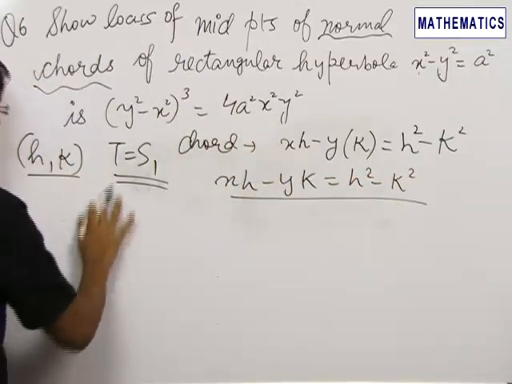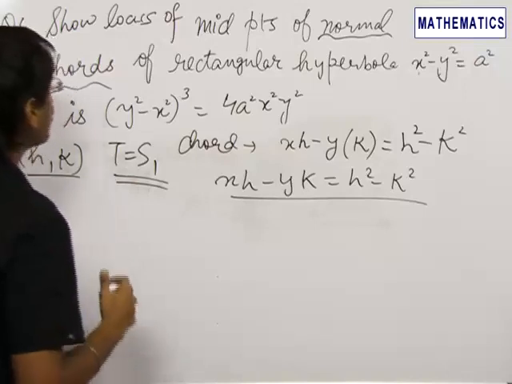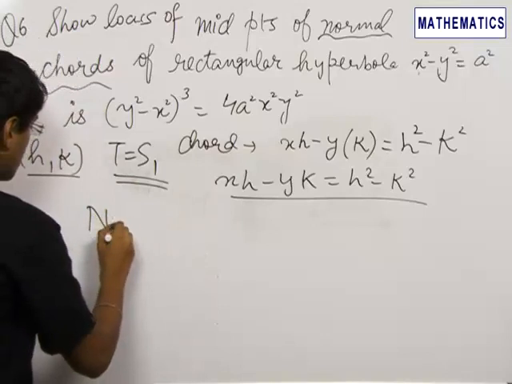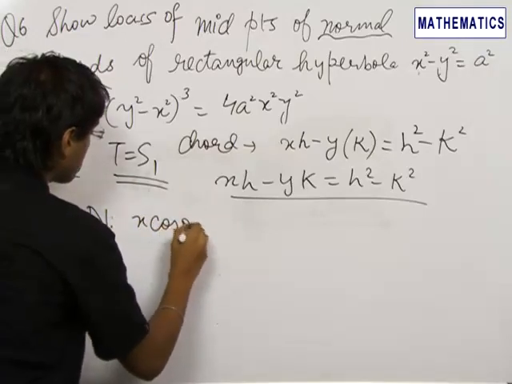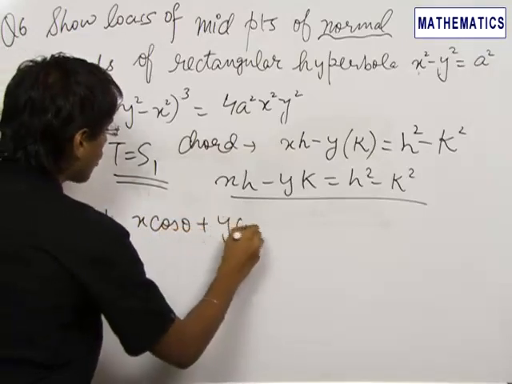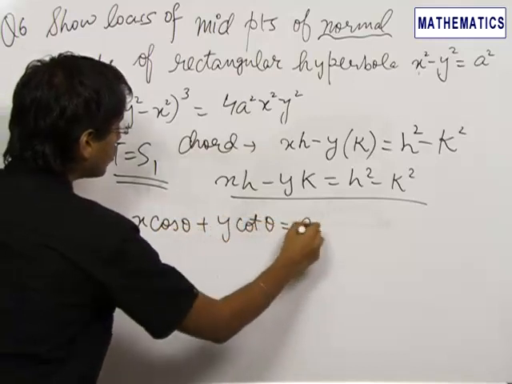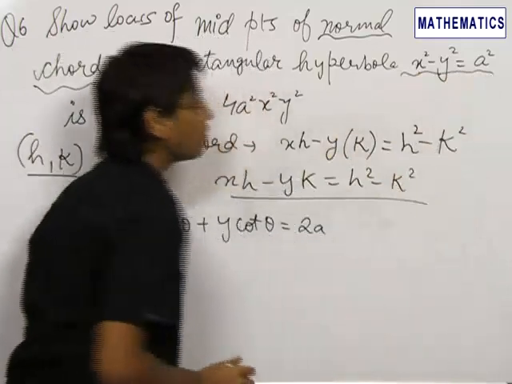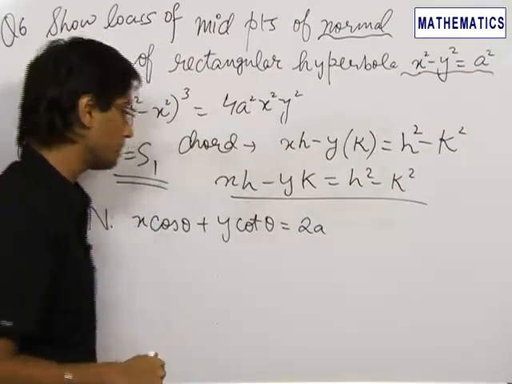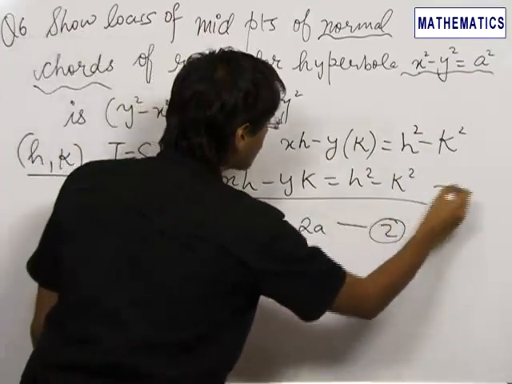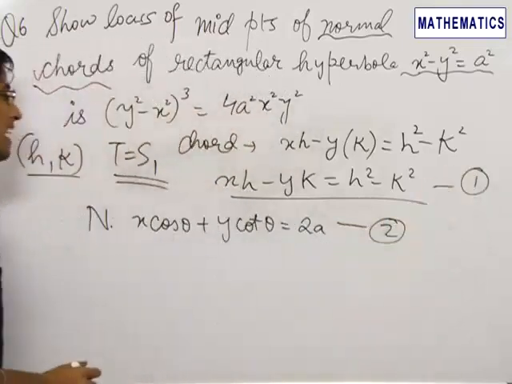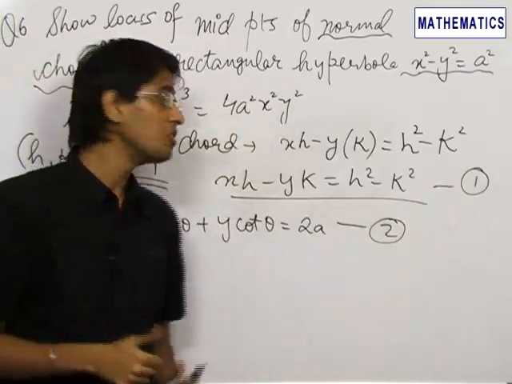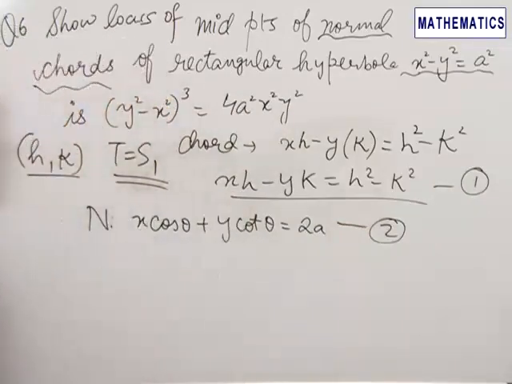Also, this chord is acting as a normal for the hyperbola. So we can write the equation of normal to be equal to x cos theta plus y cot theta is equal to 2a. Since this is a rectangular hyperbola for which the value of a is equal to b, this is the second equation and this is the first equation, and coincidentally these two equations are the equation of the same line which is acting as a chord as well as a normal for the hyperbola.